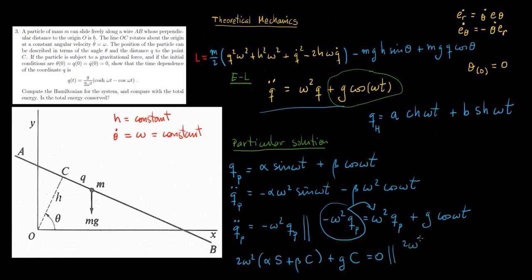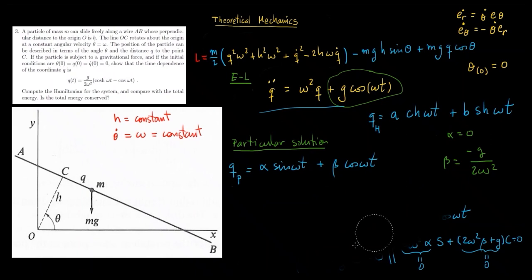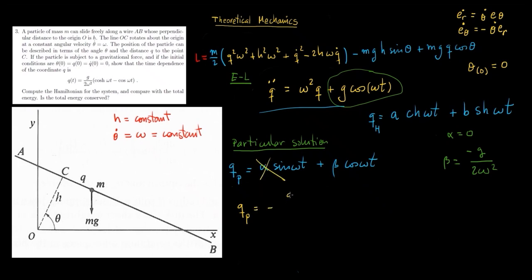So 2 omega square alpha sine plus 2 omega square beta plus g times cosine equals 0 implies that 2 omega square alpha equals 0 and 2 omega square beta plus g equals 0. So alpha equals 0 and beta is minus g over 2 omega squared. Okay, let's delete. The particular solution will be qp equals 0 plus beta, but beta is minus g over 2 omega squared, cosine omega t.